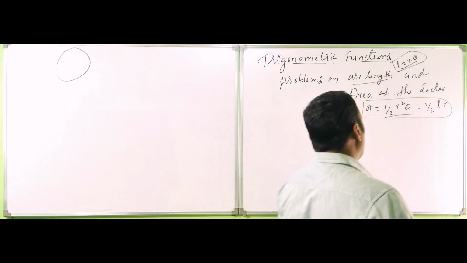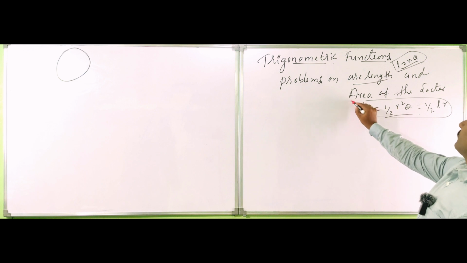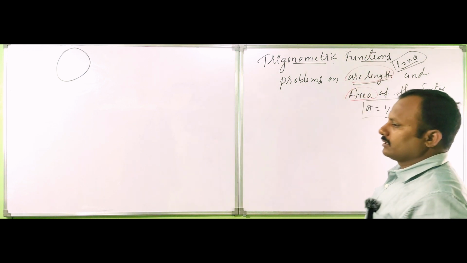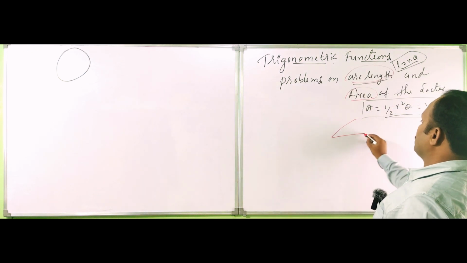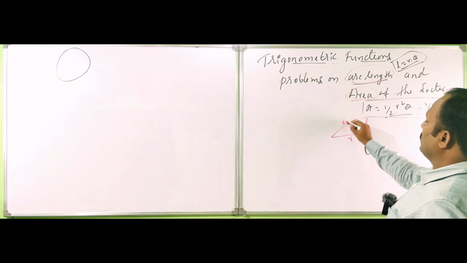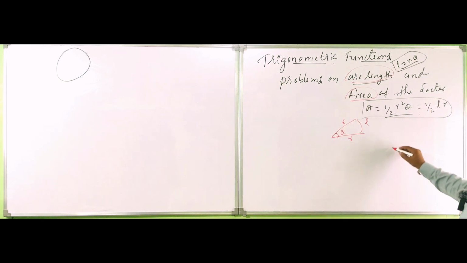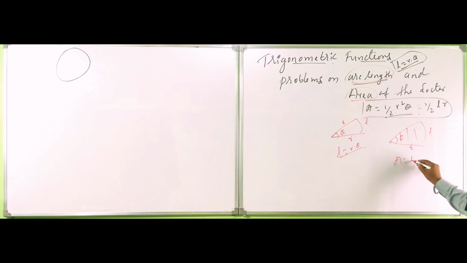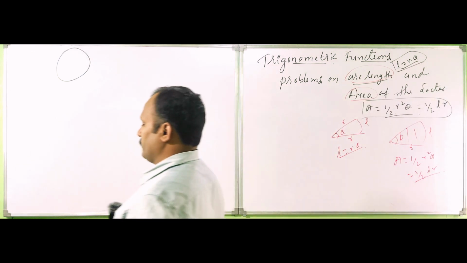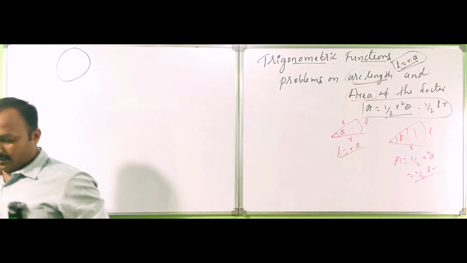Today we are going to discuss the problems based on the arc length and area of the sector. In previous classes, we have already discussed the length of the arc in radian measure and the area of the sector in radian measure. L is equal to R into theta, and A is equal to 1 by 2 R square theta or 1 by 2 L into R. Based on these two concepts, we will solve some questions.